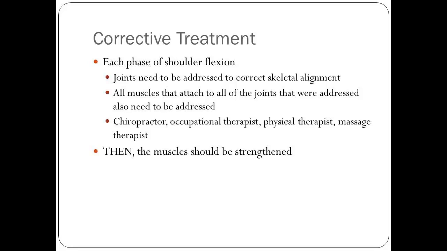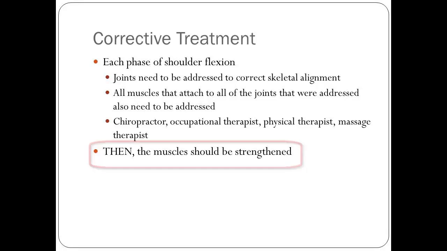So the question is how to treat the injury or how to prevent the injury from happening in the first place. In each phase of shoulder flexion, the joints need to be addressed to help correct the alignment causing the excessive protraction. Then, all of those muscles also need to be addressed to make sure they are relaxed and as fully functional as possible within their entire range of motion. Once the joints and muscles are as fully operational as possible, then strength training will have the greatest effect.